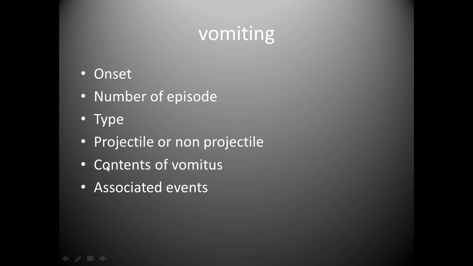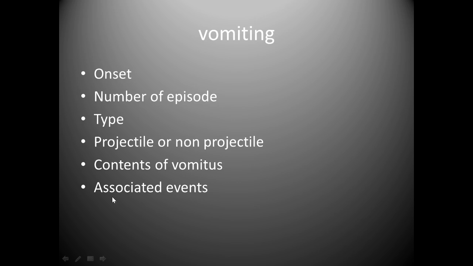Now contents of vomiting. If undigested food particles are there, it can be due to gastric outlet obstruction. If bile is coming, then it is due to obstruction distal to the ampulla of Vater. If feces are there, then it suggests distal intestinal obstruction or a fistula between stomach and colon. If blood is there, then it may be due to gastritis or mucosal damage.